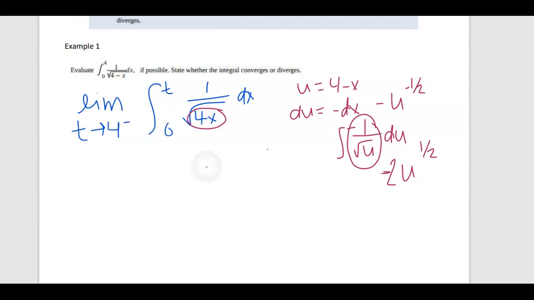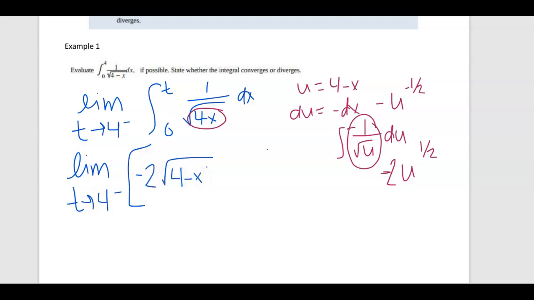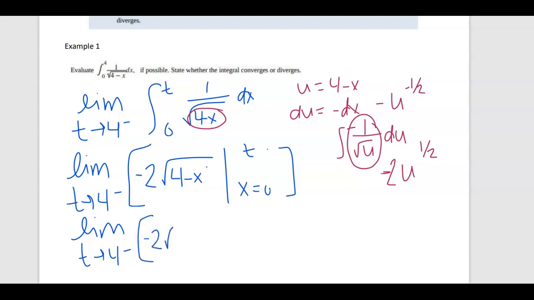Let's go back over here. So this is going to be the limit as t goes to 4 from the left of negative 2 times the square root of 4 minus x, and that's from x equals 0 to t. Let's go ahead and plug in. So I can even take the negative 2 out here and not worry about that for a minute. All right, 4 minus t, minus, when I plug in 0, square root of 4.